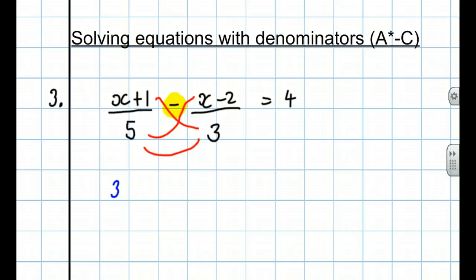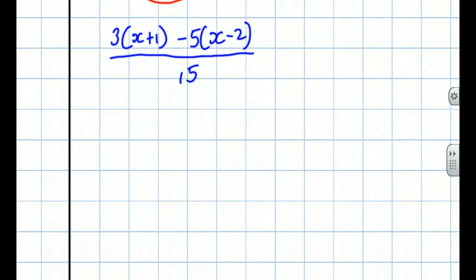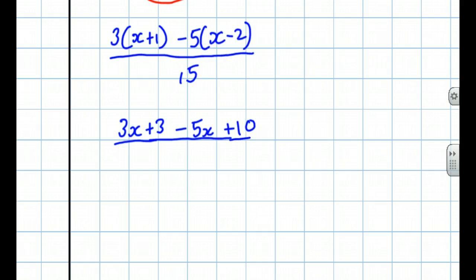Right, let's go through that then. So we're going to get 3, open brackets, x plus 1, close brackets. Now the 5 becomes minus 5 because of that. So we've got minus 5, brackets, x minus 2. Just to recap, strictly speaking, and it would help everybody, we should have drawn brackets around those. And that's all over 5 times 3. How do we proceed further? Well, we expand the brackets in the numerator, so we get 3x plus 3, and then minus 5 times x is minus 5x, and minus 5 times minus 2 is plus 10. That's all over 15.